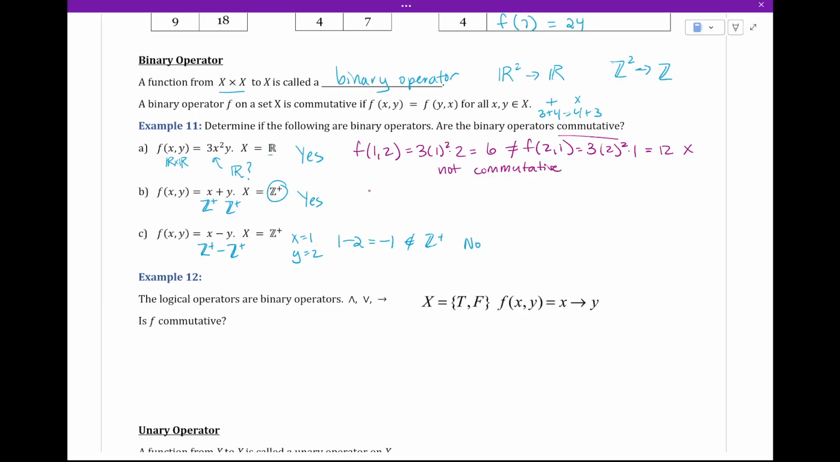But addition is commutative. So x plus y is the same thing as y plus x. So yes, it is commutative.